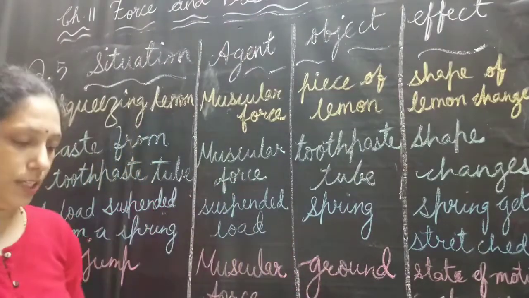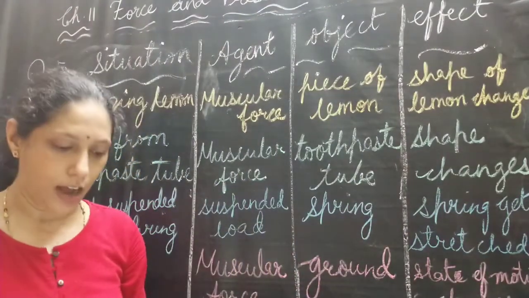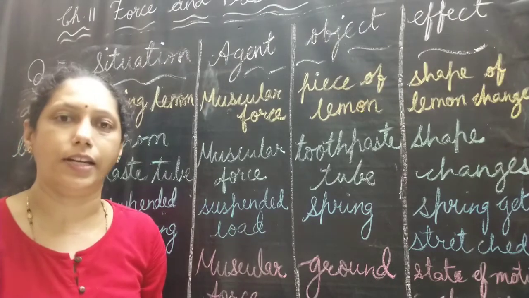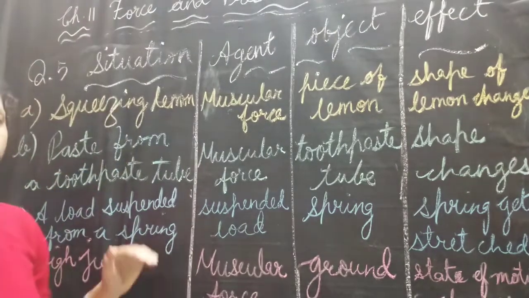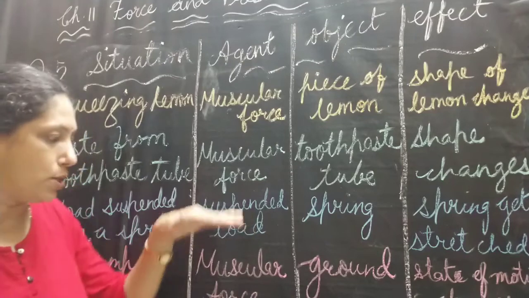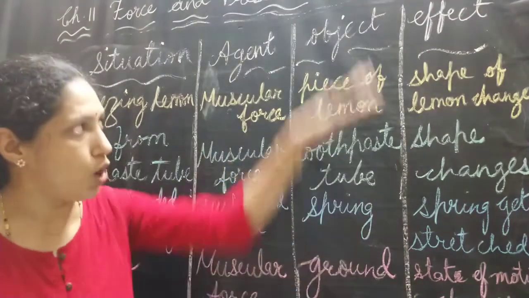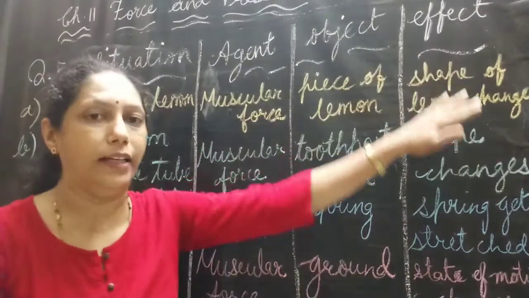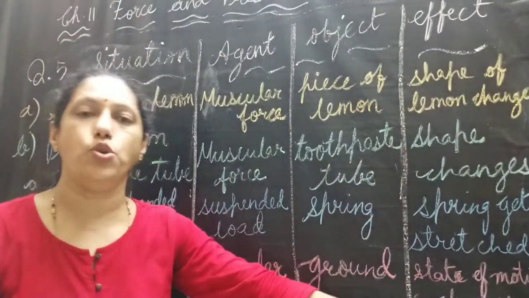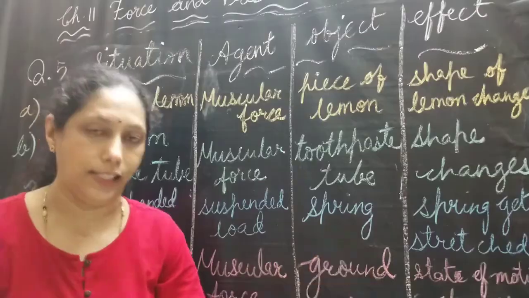And the fourth situation is an athlete making a high jump to clear the bar at a certain height. In this case, the athlete is applying the muscular force using his feet on the ground. So the object is the ground and the effect is the state of motion of the athlete changes.